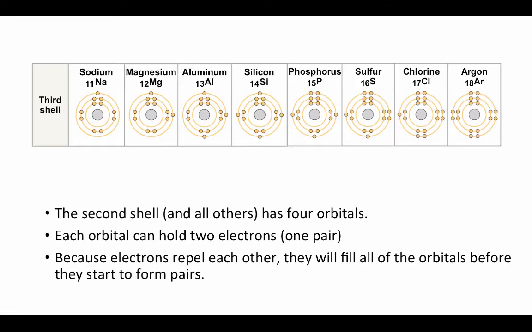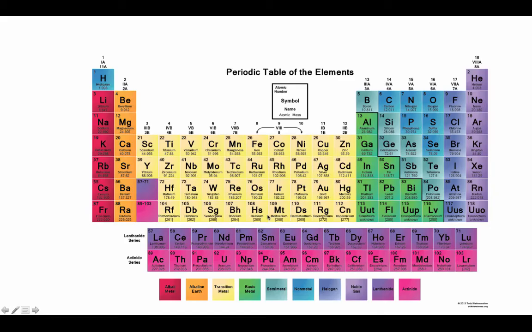And same thing, looking at the third shell, again, there are 4 orbitals that each hold 2 electrons, and they're going to load up in the same way. First in 1 orbital, then the next, then the next, and then once there's 1 electron in each of those 4 orbitals, then they'll start to pair up, as you see here, here, here, and here. And this is how the periodic table of the elements is organized.